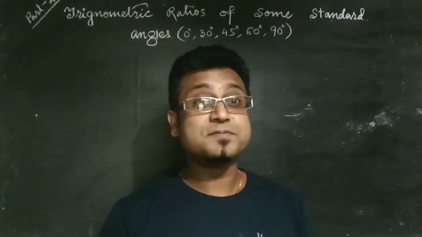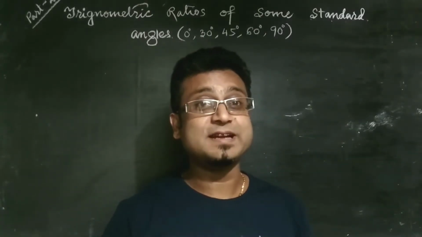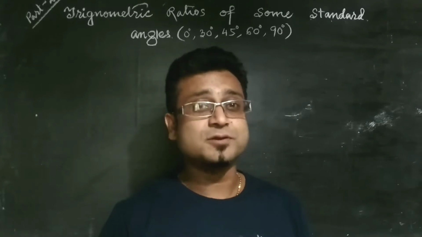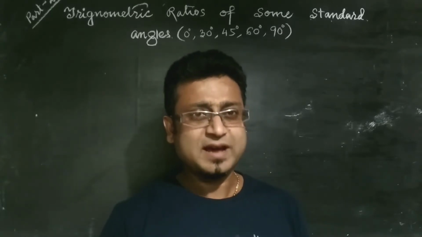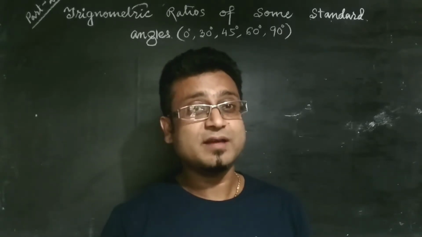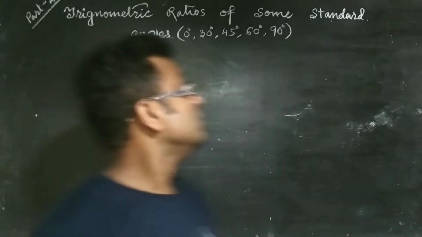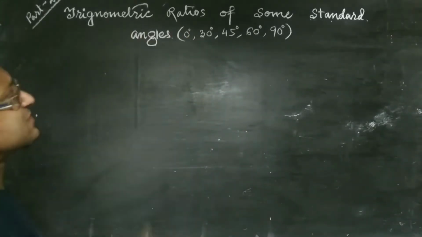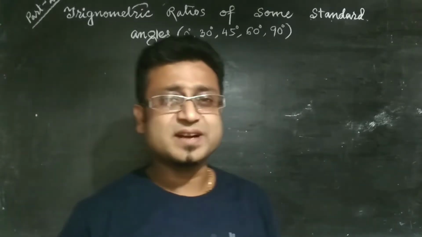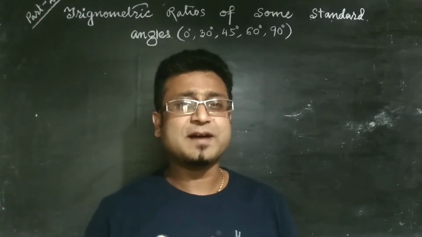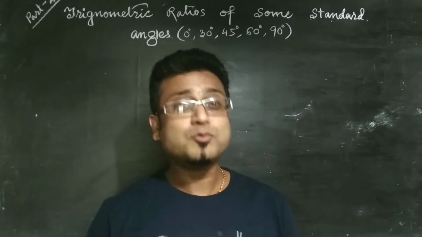I hope all of you have seen my first video where I have explained the trigonometric ratios, sine, cos, tan. I think by this time you are already acquainted with these ratios. Now I am going to show you the trigonometric ratios of some standard angles: 0 degree, 30 degree, 45, 60, 90. Now how to calculate?